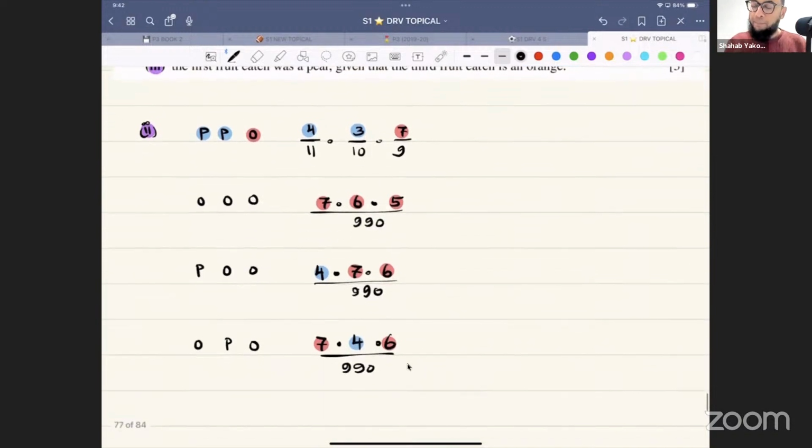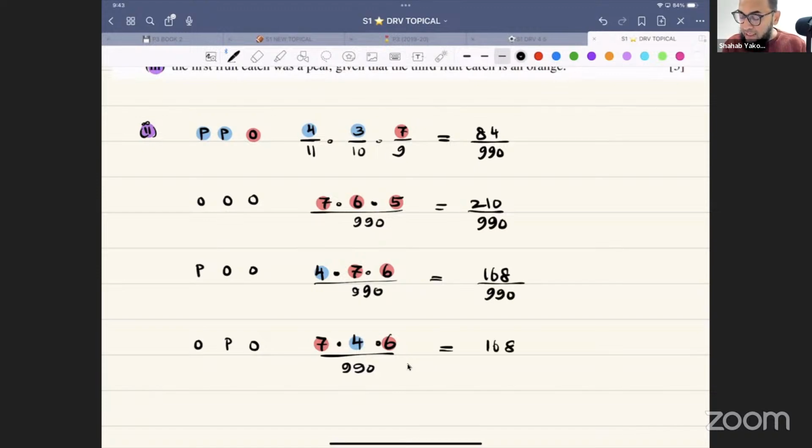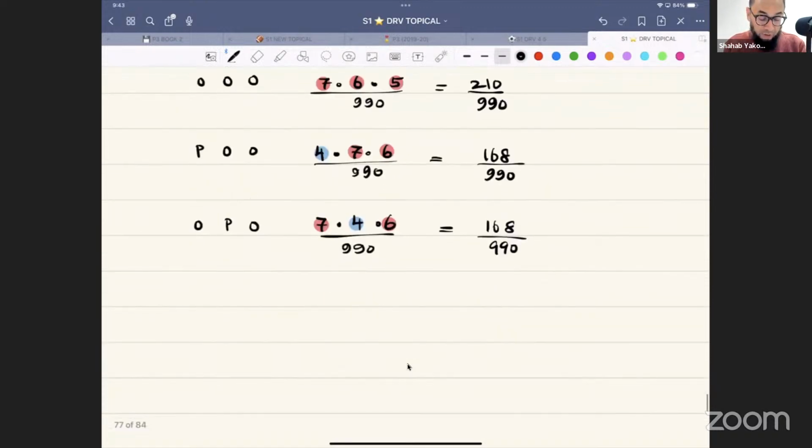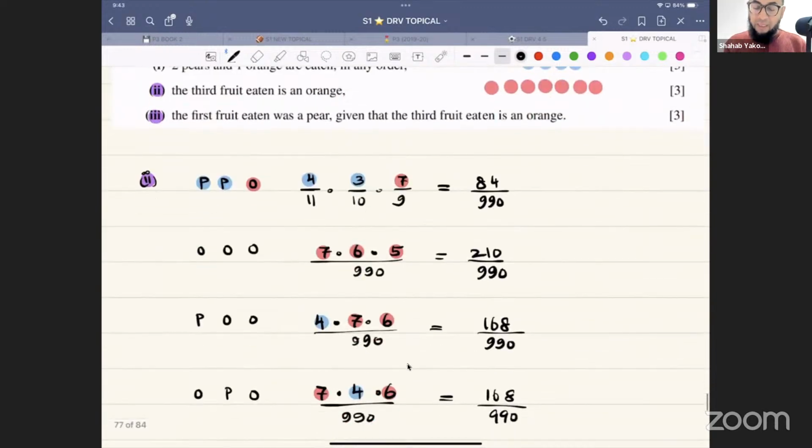Okay, so now multiply it out comfortably. And this is 84 over 990. This is 210 over 990. This is 168 over 990. This is 168 over 990. And this total comes out to be, the total probability is 630 over 990, which comes out to be 7 over 11, a beautiful number. This is the second part.